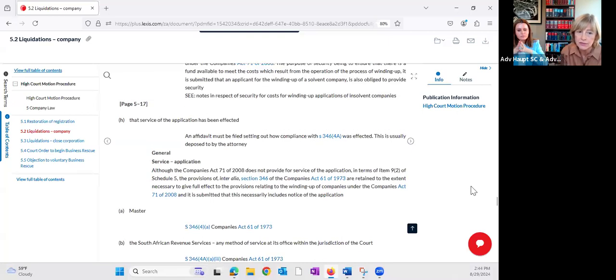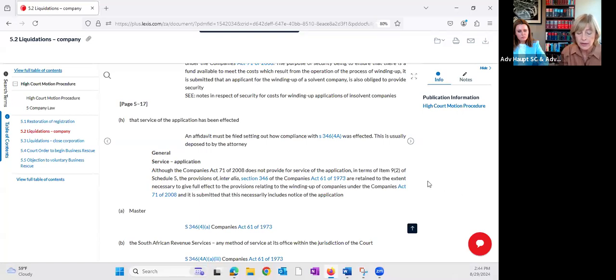Under the heading General Service Application, you have to serve on the master, the receiver of revenue, the employer, the employees, and the trade unions. And there are similar provisions in the Insolvency Act relating to sequestrations. They're not parties, but they're entitled to notice.